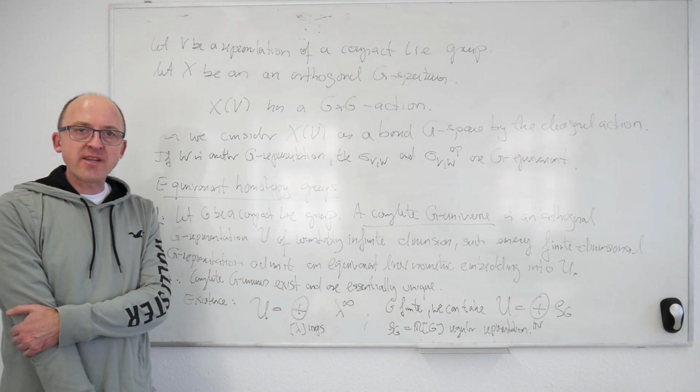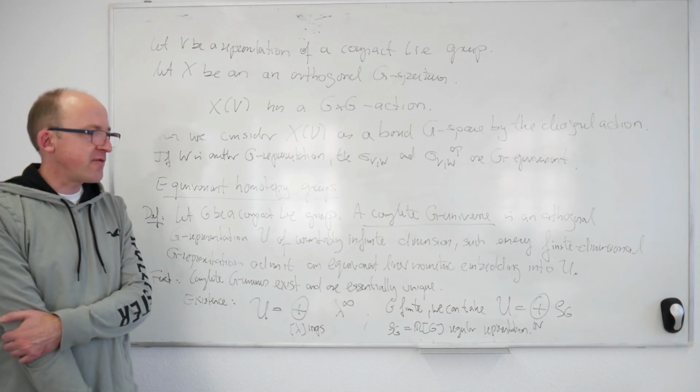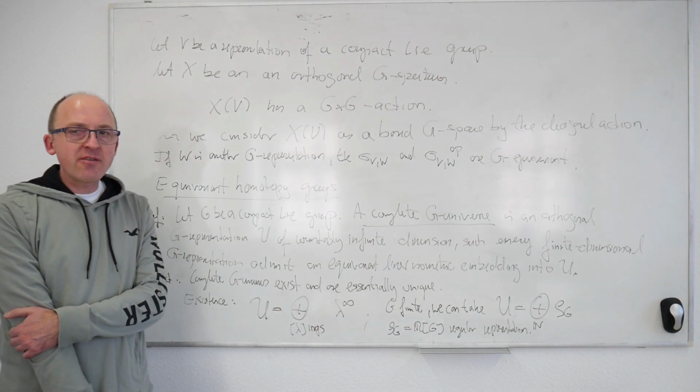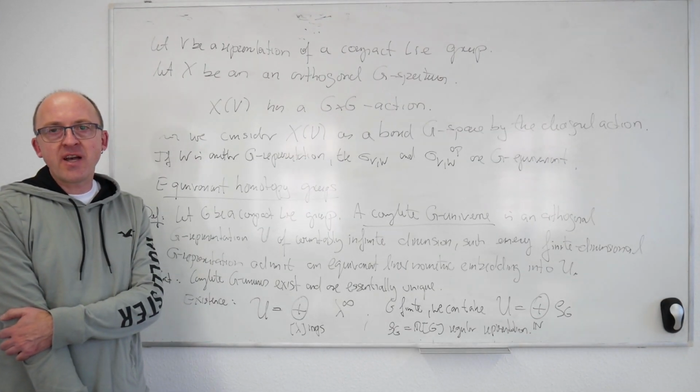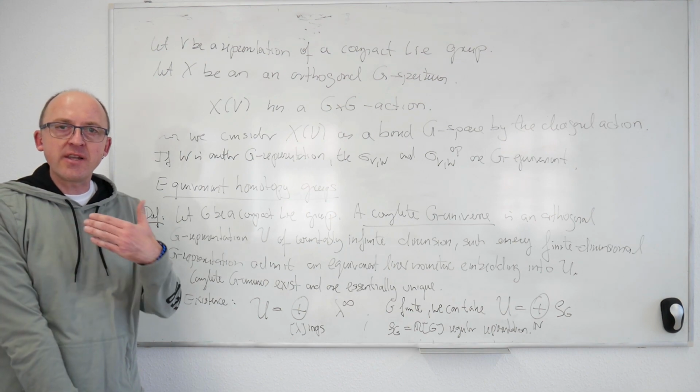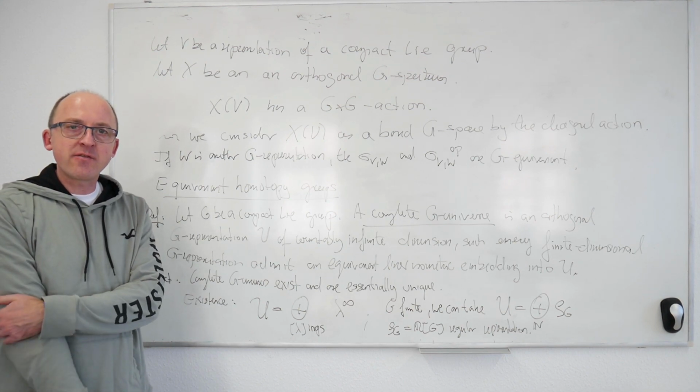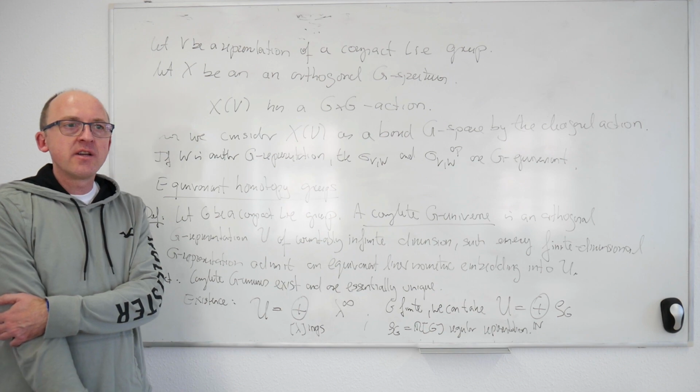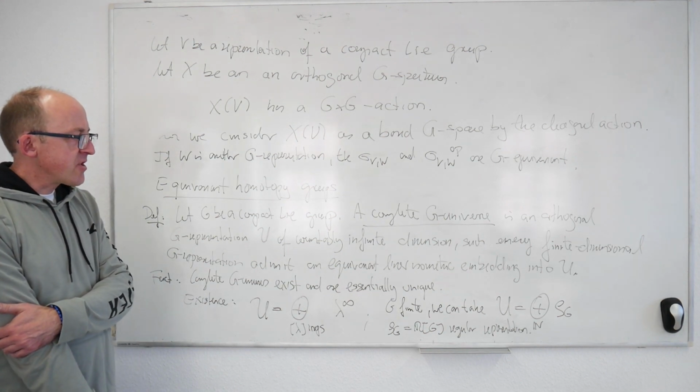Well, there are two different ways in which they're essentially unique. So first of all, they're unique up to equivariant isometric isomorphisms. So any two of them admit a linear isomorphism that's equivariant for the G action and the scalar product. But there's a different way in which they're also unique.